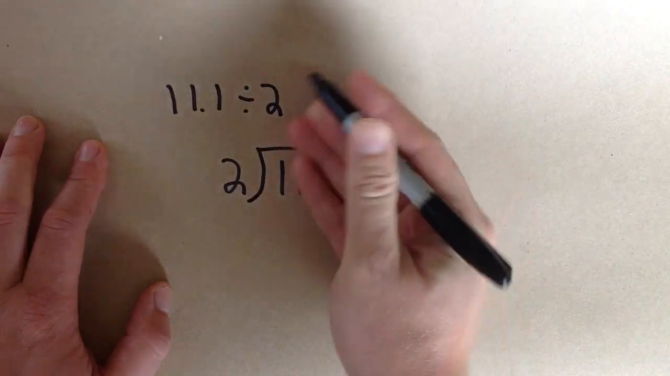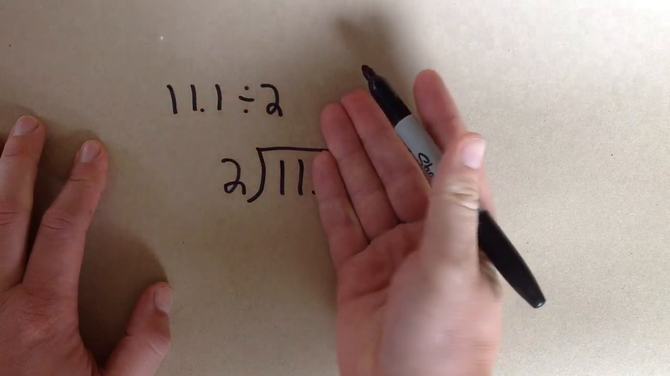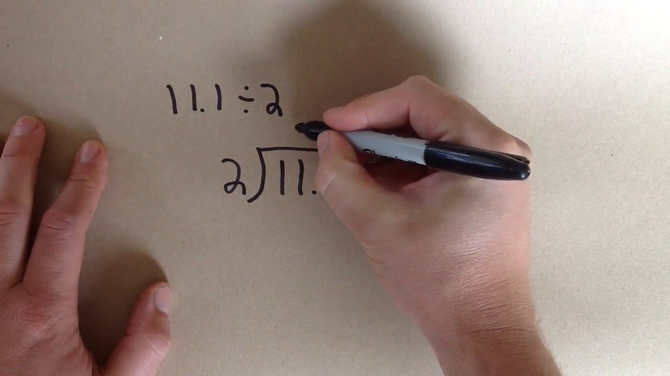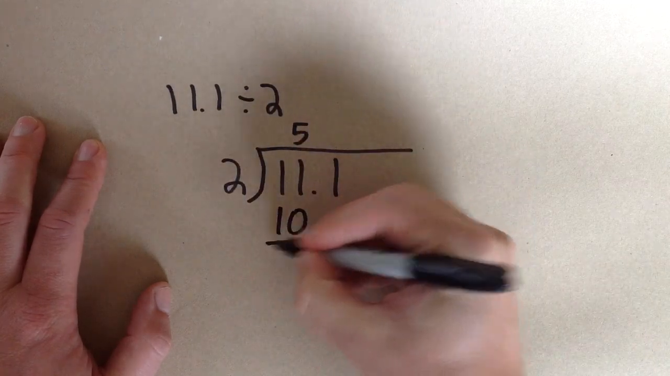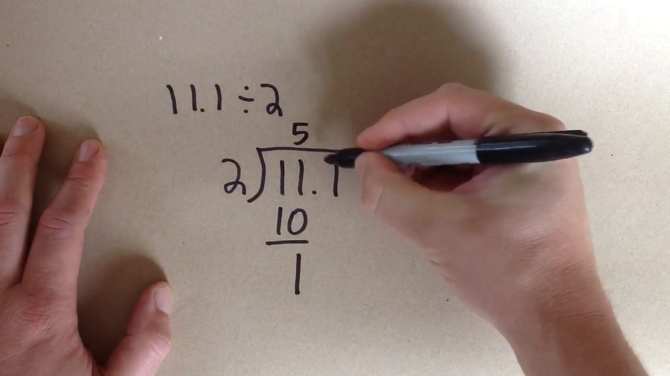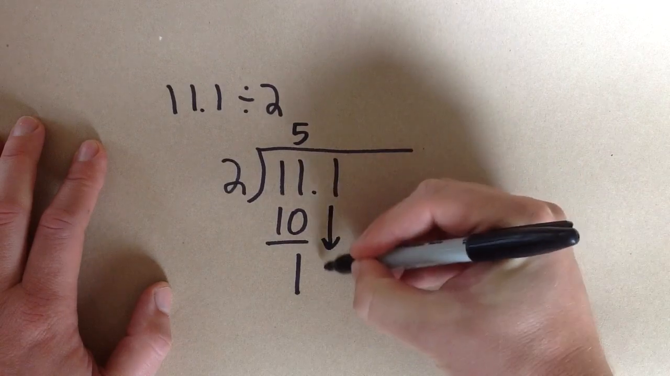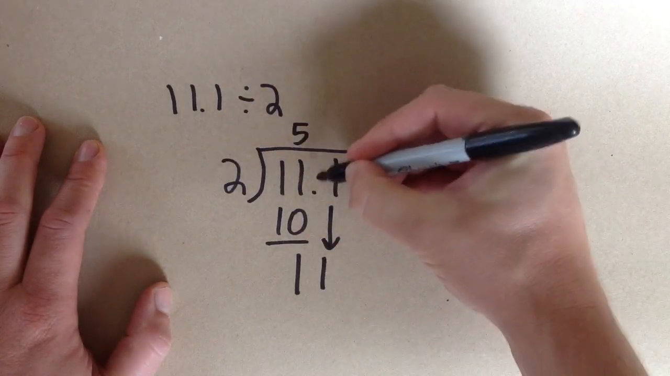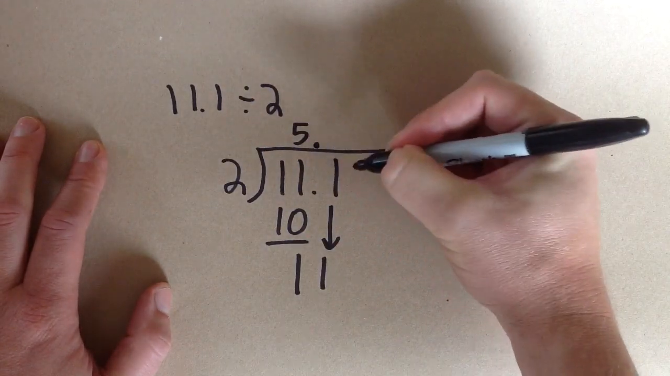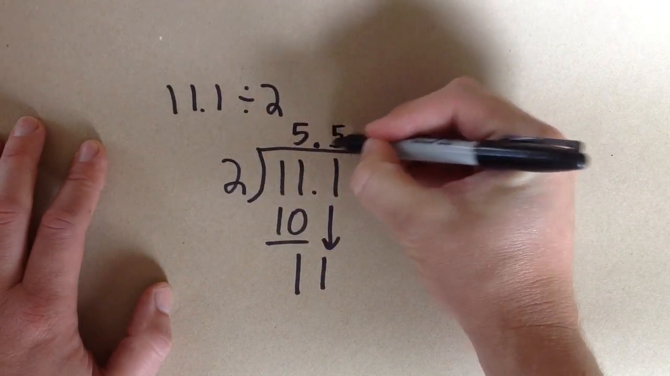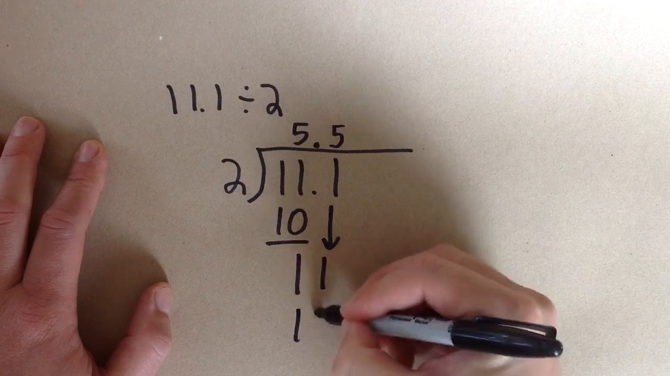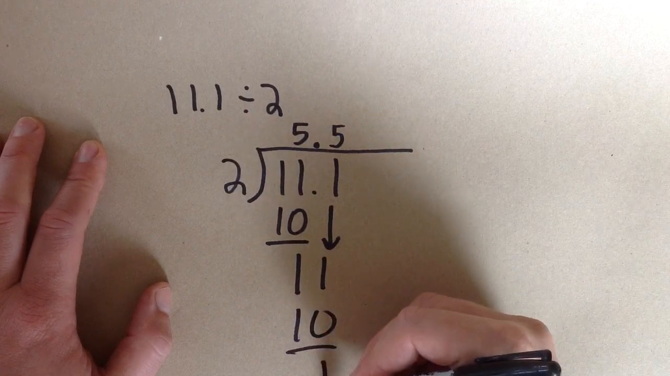Now, 2 doesn't go into 1. 2 goes into 11 though, and it goes in there only 5 times, leaving me with 10, with a remainder of 1. Now, before I move, I'll drop down the next digit, and I will be dividing into 11 again, but don't forget to move the decimal up. So, how many times does 2 go into 11? 5 times again. 5 times 2 is 10, leaving me with a remainder of 1.